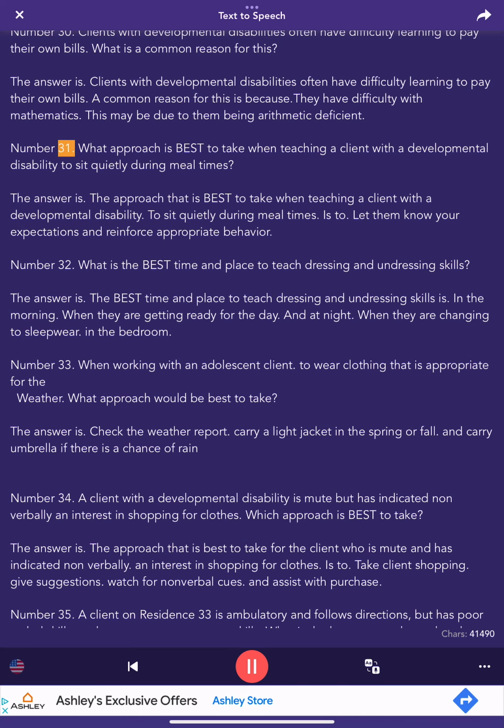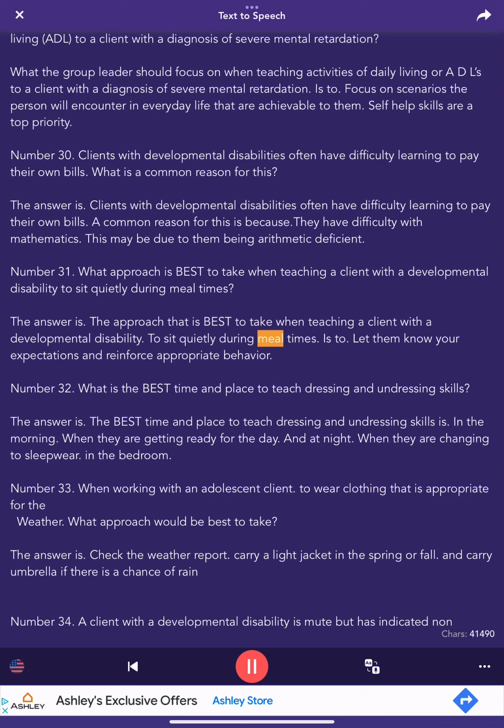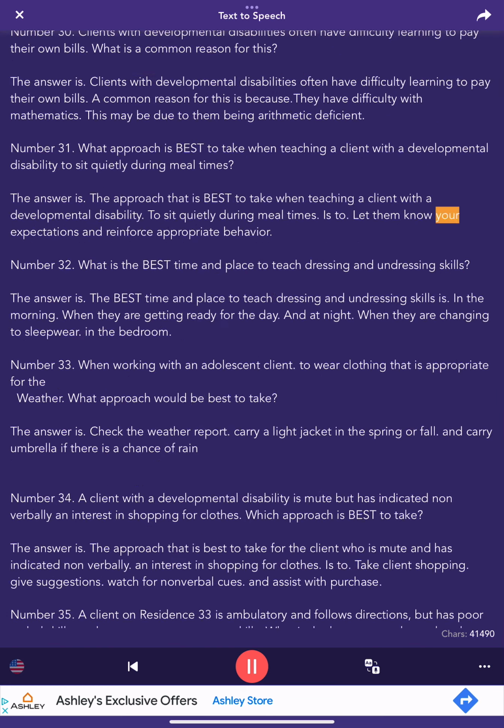Number 31. What approach is best to take when teaching a client with a developmental disability to sit quietly during meal times? The answer is, the approach that is best to take when teaching a client with a developmental disability to sit quietly during meal times is to let them know your expectations and reinforce appropriate behavior.